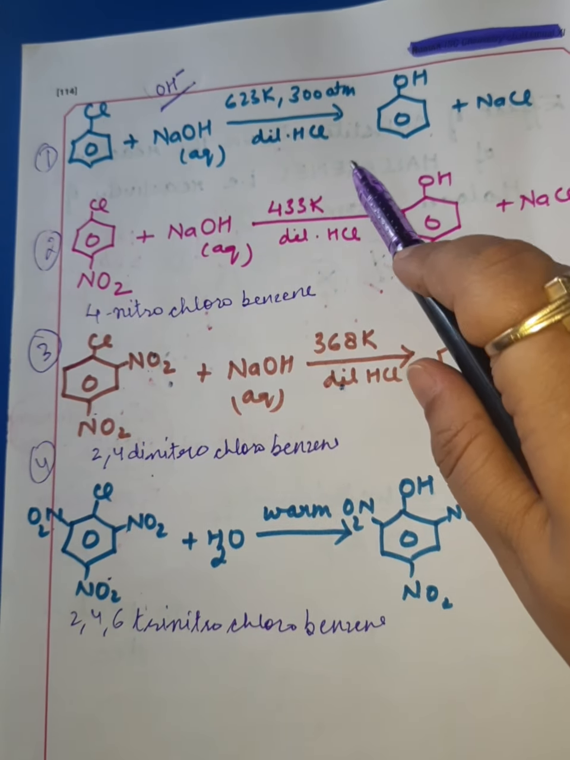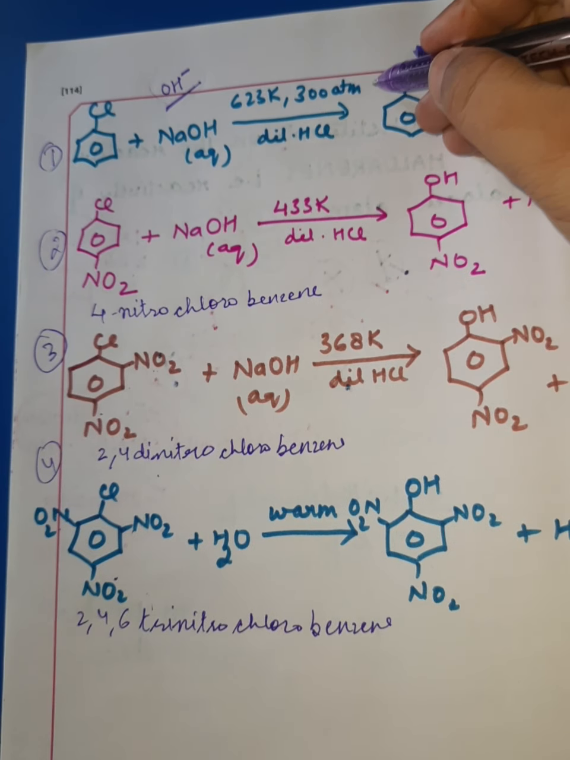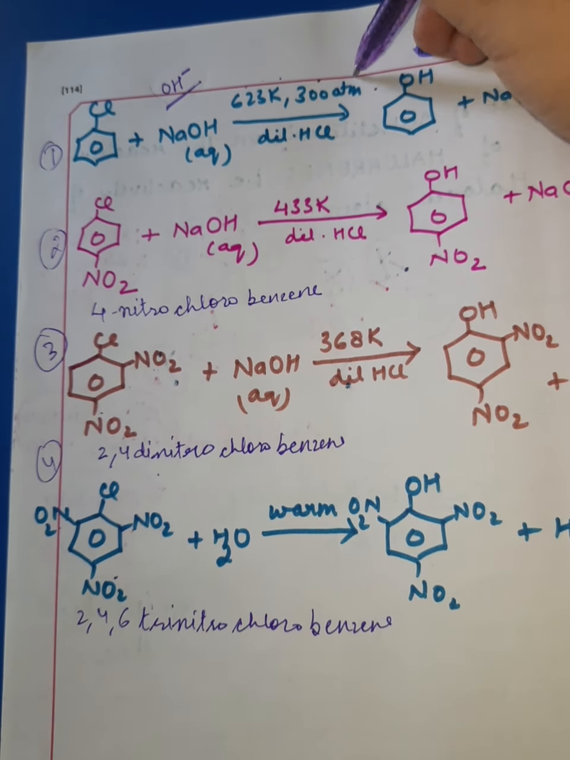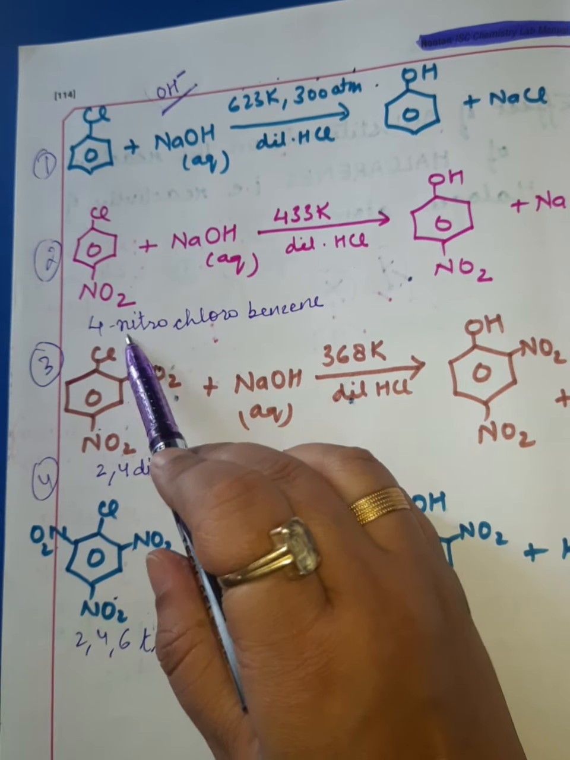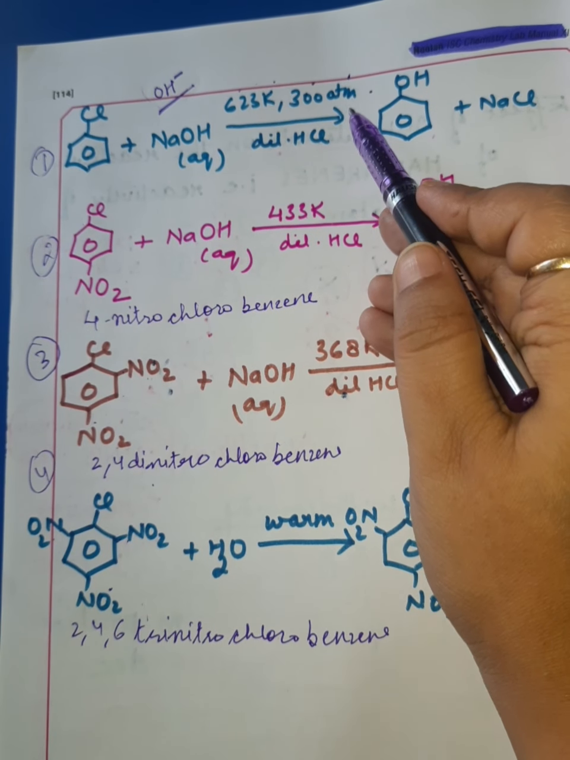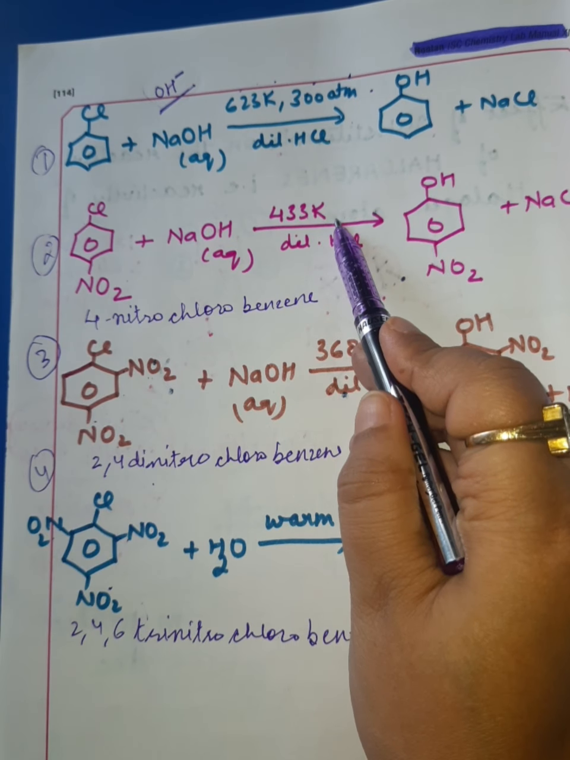So now you look at the condition in cases of all these equations. In the first equation you see the condition 623 Kelvin and 300 atm. Second equation, with the presence of a substituent at the para position. Now the vigorosity of the condition has reduced. It has come up to now 433 Kelvin.